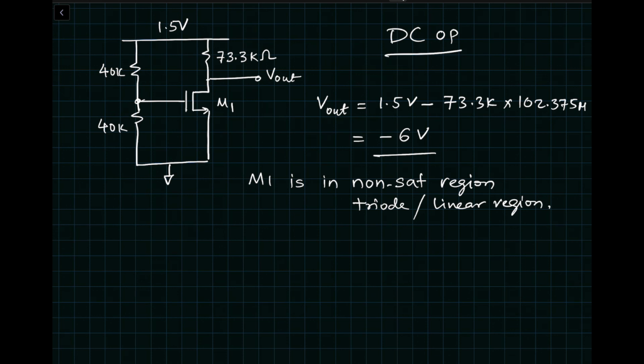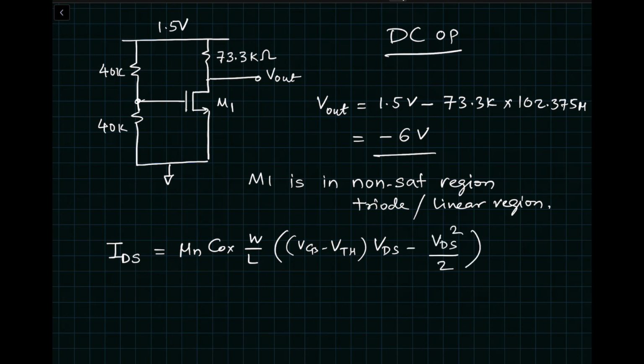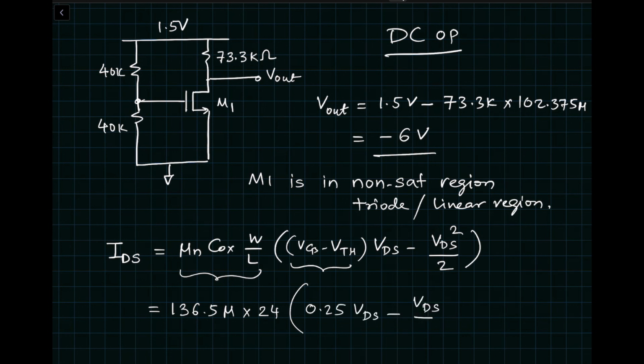So what is the equation for the non-saturation region? You should again commit this to memory. IDS is equal to mu n Cox W by L, VGS minus VTH times VDS minus VDS square divided by 2. Now we can substitute the values and that would come out to be 136.5 micro multiplied by 24 and 0.25 VDS minus VDS divided by 2 square, IDS.